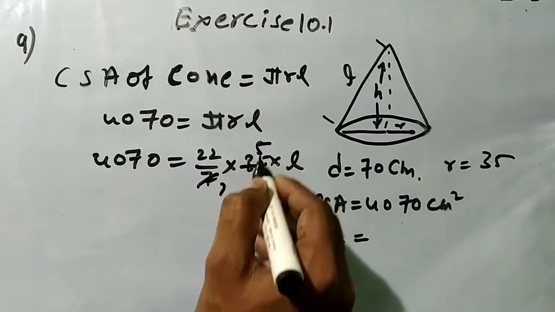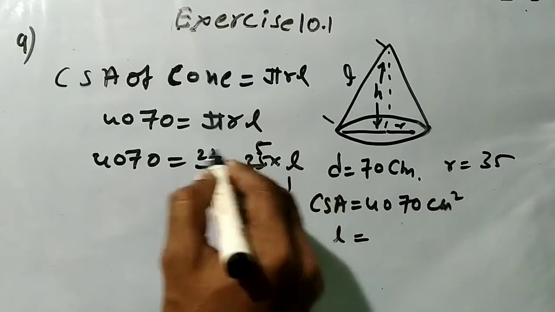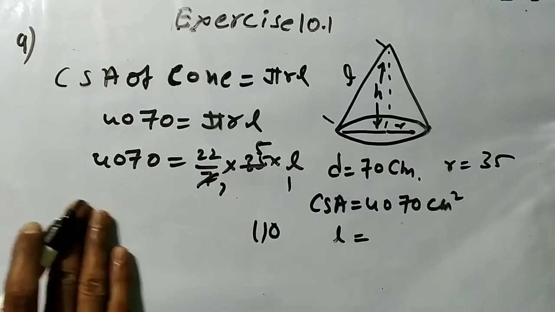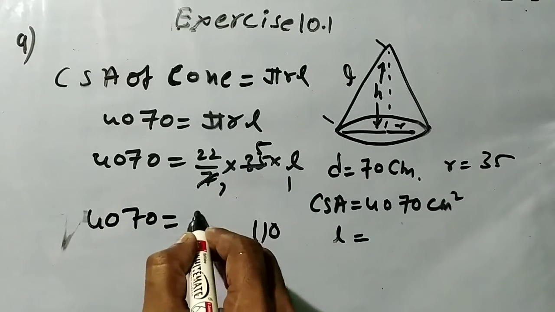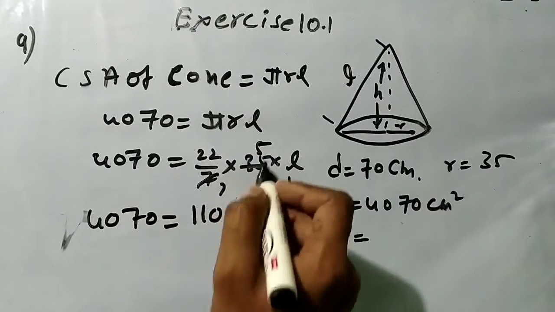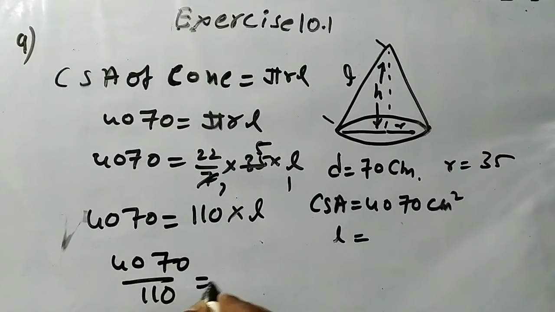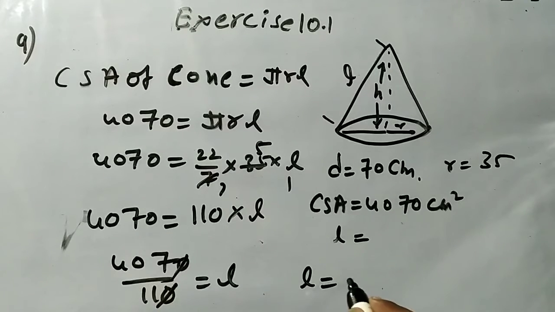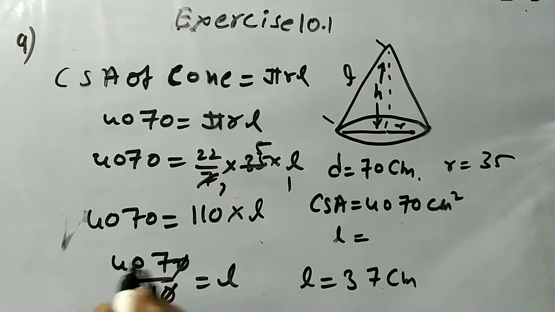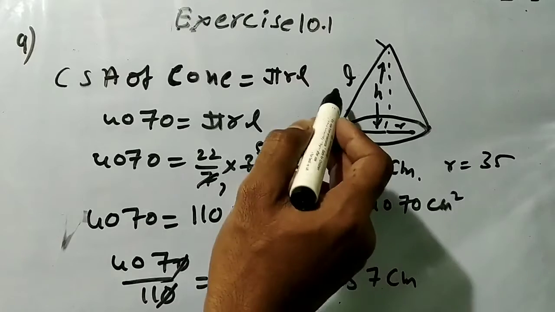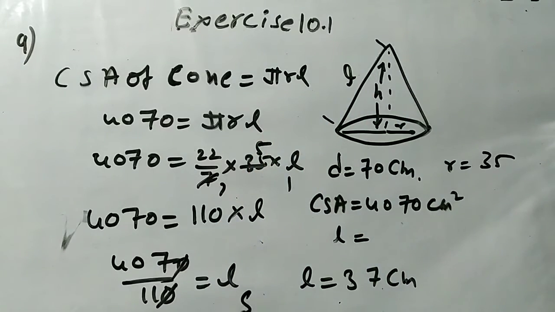So 7 ones are 7, 5 twos are 10, that is 110. So 4070 is equal to 110 into L. So 4070 by 110 is equal to L. The zeros get cancelled, and the answer for L is 37 centimeters. That L is the slant height.